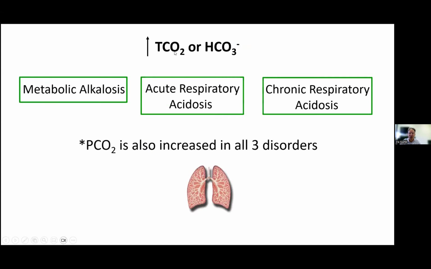Now, what about the up direction? Let's say, again, we look at these numbers and we find that the total CO2 of the bicarbonate is increased. Again, we have 1 of 3. It's always 1 of 3. So memorize that. There's only 3 choices all the time. It's either metabolic alkalosis or acute respiratory acidosis or chronic respiratory acidosis, but we're faced with the same complexity, and that is that the PCO2 is increased in all 3 disorders.